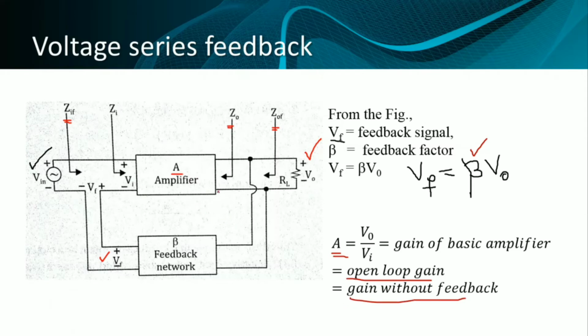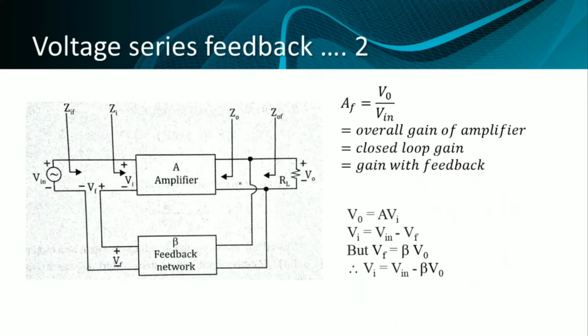So without feedback, what is the gain? It is V naught by Vi. What is the input you are giving here? It is Vi, right? So it is V naught by Vi. And this is negative feedback. What is the value of Vi here? Vi is defined as Vin minus Vf.